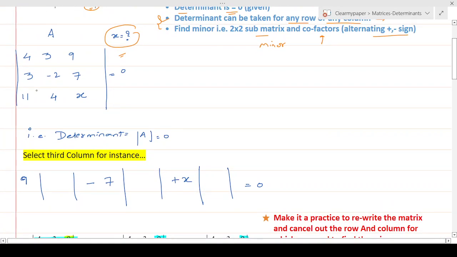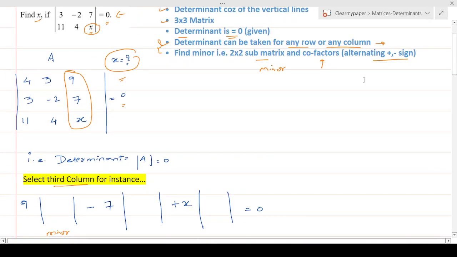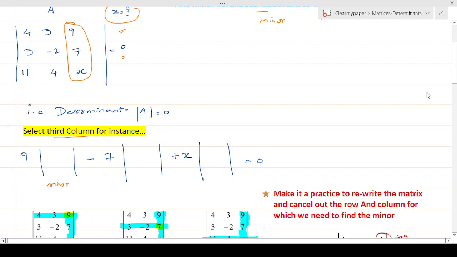Let's say we are going to choose the third column, for instance. The third column is this column, to find the determinant of that matrix before we equate it to 0. So what I'm going to do is put some empty determinants here, the submatrices. These are the minors that I explained. We have to find the minors and the cofactors while we find the determinant. So I'm going to take the third column, which has 3 elements: 9, 7, and x.